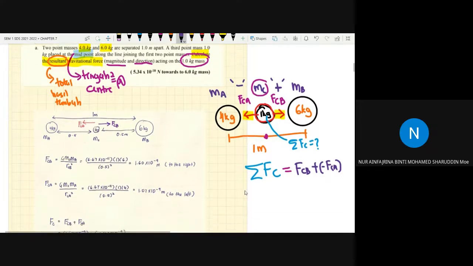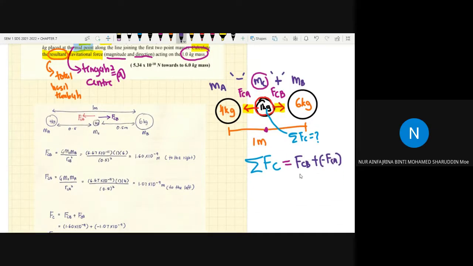So, what we are going to do is now masukkan FCB dan FCA. Kita guna formula gravitational force. Okay, ini adalah formula gravitational force. So, force B on C. Okay, so kita tahu kalau formula gravitational force adalah F equals to GMM over R squared. So, satu akan jadi mass C, satu akan jadi mass B, and distance dia adalah di antara C sampai B. Kita tahu panjang distance, total distance ini adalah 1 meter.